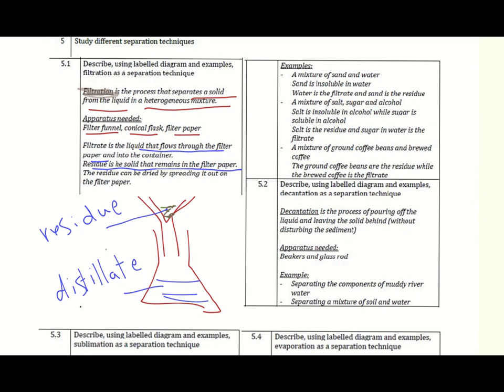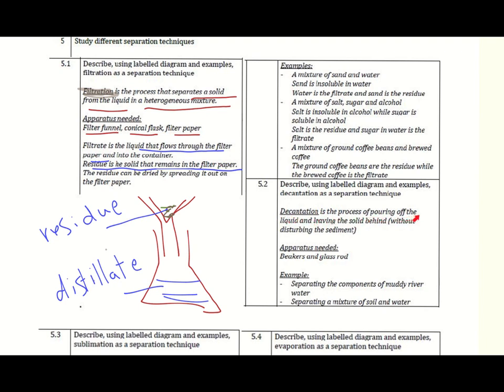We have so many examples for filtration: mixture of sand and water, mixture of salt, sugar, and alcohol, mixture of ground coffee beans and brewed coffee, and so on. The second method of separation is decantation.